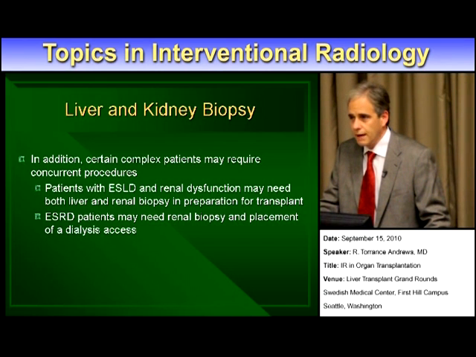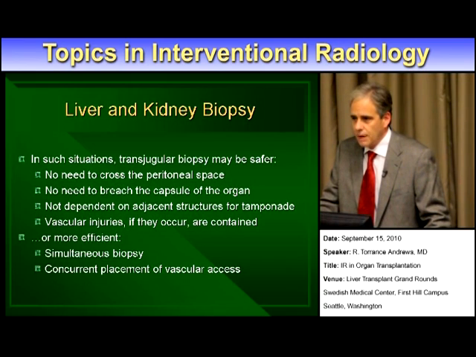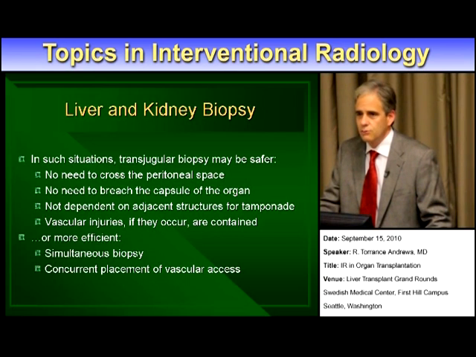Or doing transjugular biopsies. The advantage of a transjugular biopsy is that there's no need to cross the peritoneal space. There's no need to breach the capsule of the organ that you're biopsying. You're not dependent on adjacent structures, so if you have a patient who, for instance, can't roll over into a position that would tamponade your access site, you have a lower risk if you use a transjugular approach than a percutaneous approach. And we have the ability to do concurrent procedures.